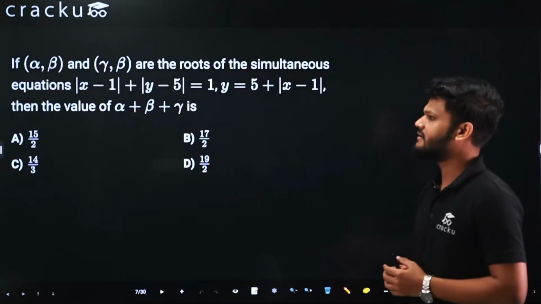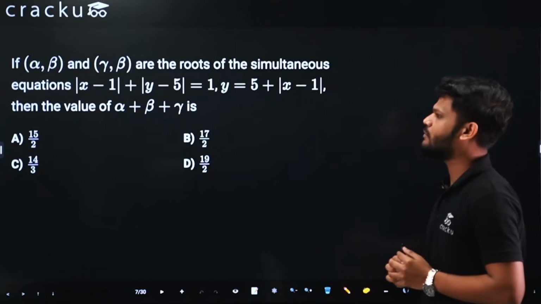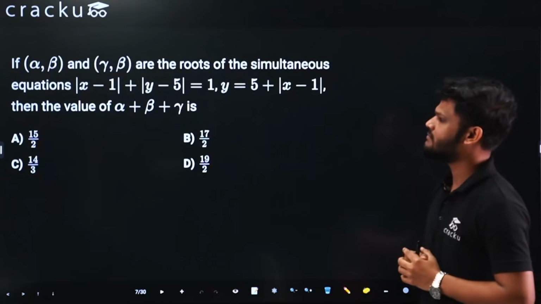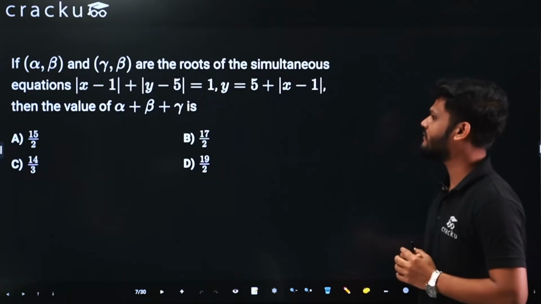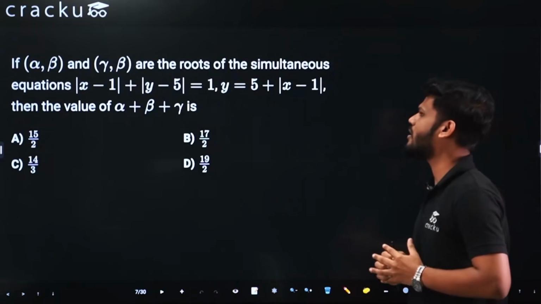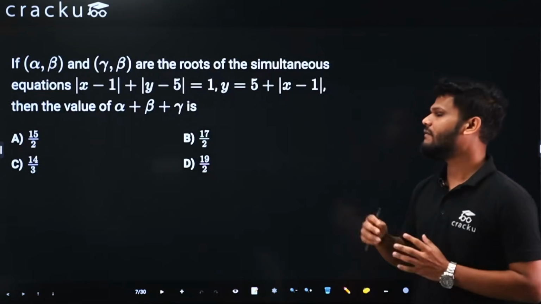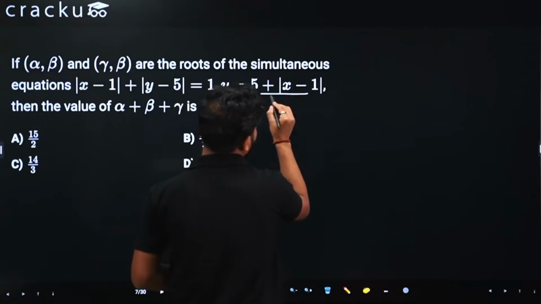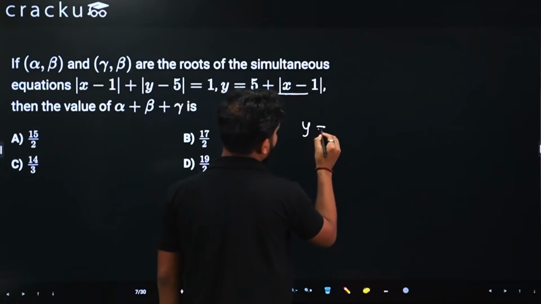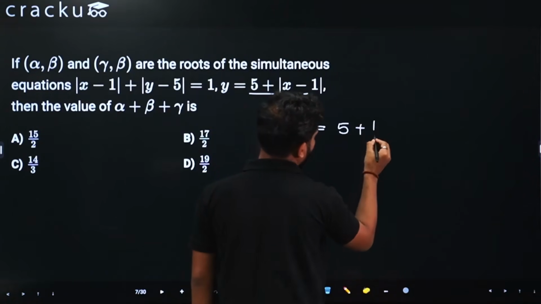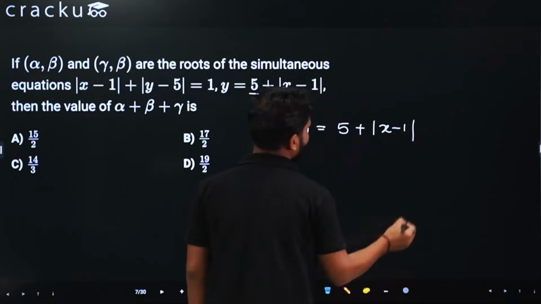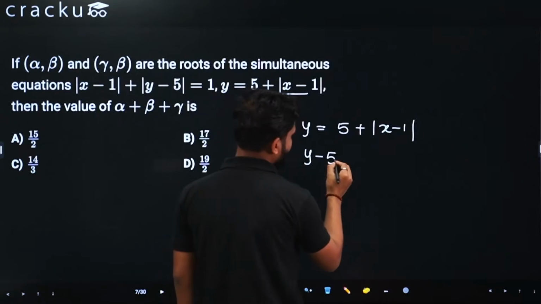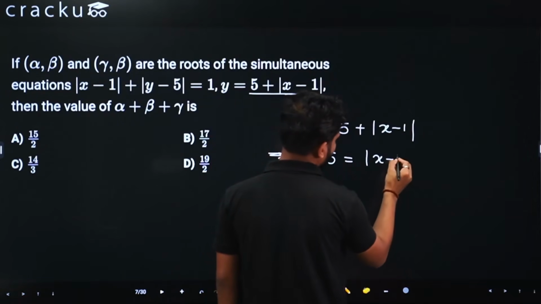In this question we are given that alpha, beta and gamma, beta are the roots of the simultaneous equations mod of x minus 1 plus mod of y minus 5 equal to 1, where y is equal to 5 plus mod x minus 1. Then the value of alpha plus beta plus gamma is what? Now it is given here that y is equal to 5 plus mod of x minus 1, right? From here you can say y minus 5 is mod of x minus 1.